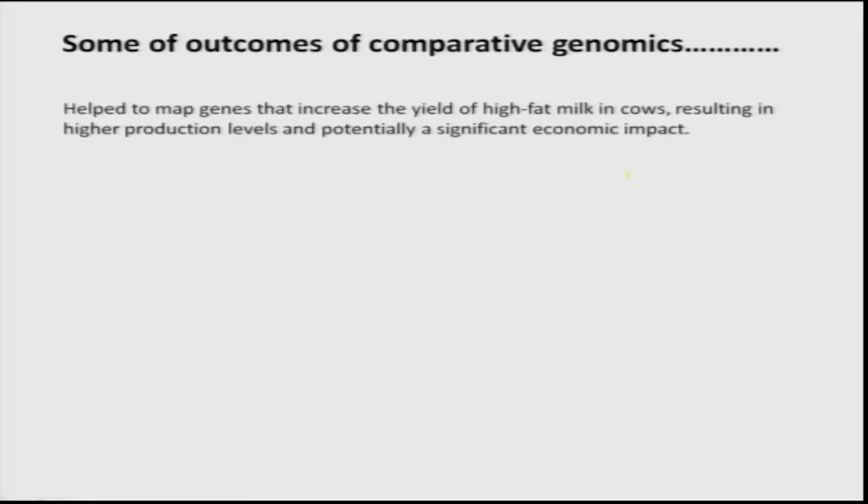The other example: such an approach also helped us to map genes that increase the yield of high fat milk in cows. Milk is one of the essential commodities all of us need, and if you can produce cows that have high fat content milk, then possibly you could be of great help. So it results in higher production levels and potentially significant economic impact. It's going to really help.